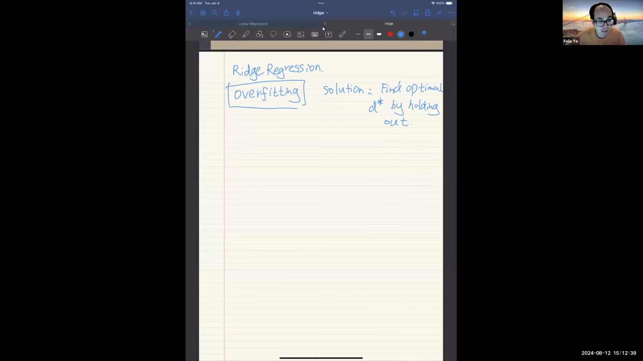So in today's lecture, we are going to present another general way to do it. To prevent overfitting, we can penalize the magnitude of the regression coefficients.